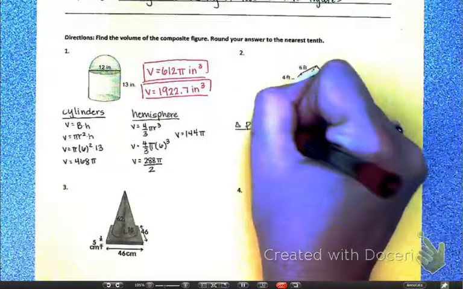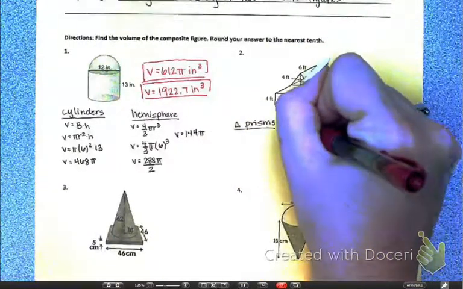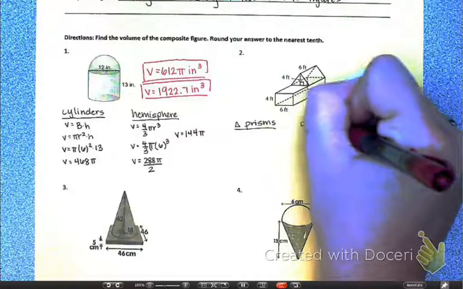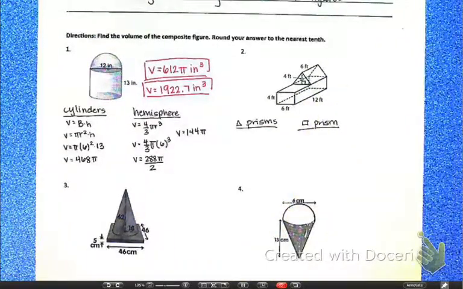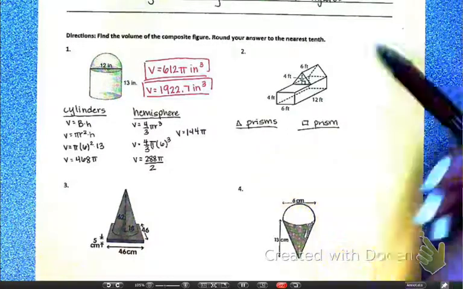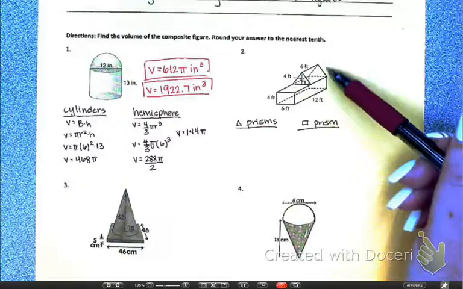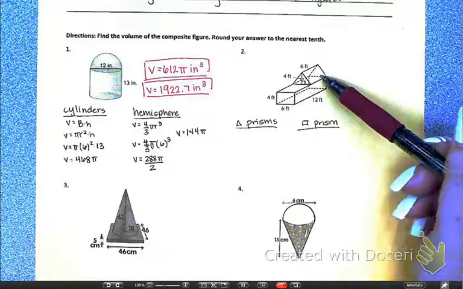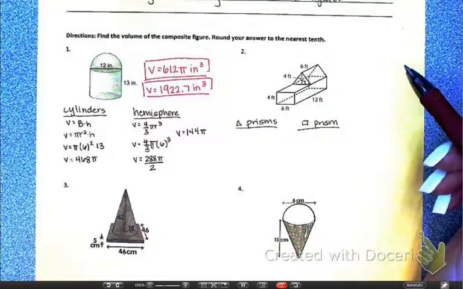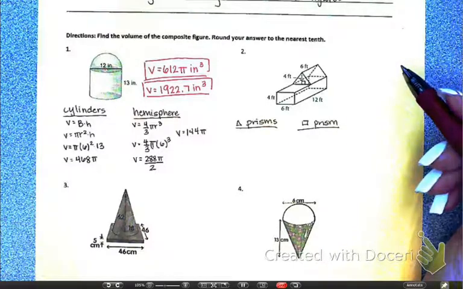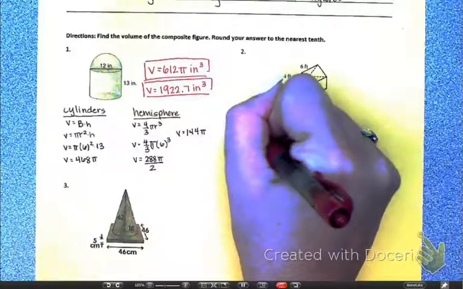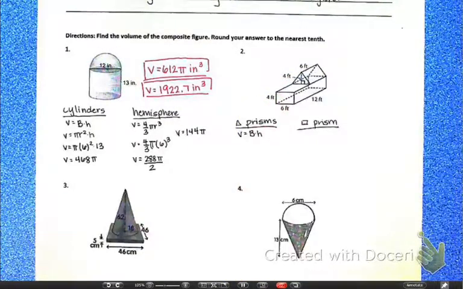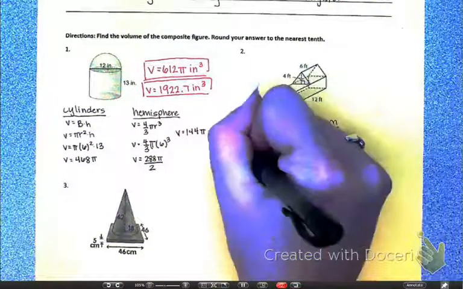All right, so a triangular prism and a rectangular prism. Let's deal with the triangular prism first, the one that looks like a tent. What's the general formula for a prism? Base area times height. And if we're dealing with a triangle, we're going to replace the B with what? 1/2 base times height.